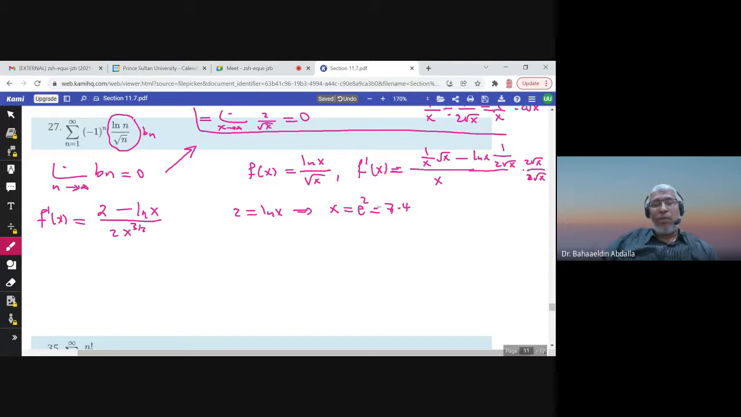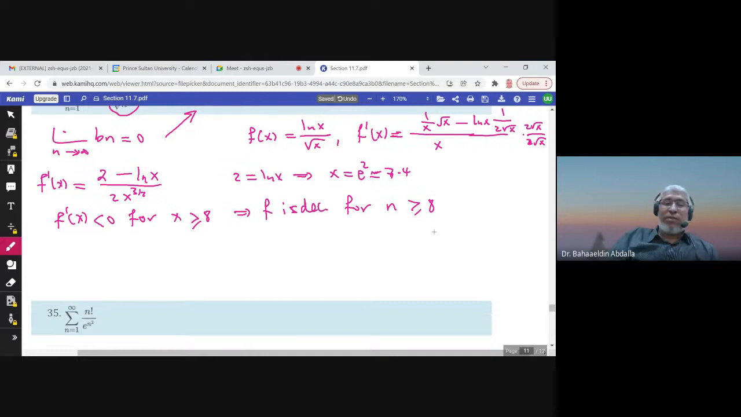Okay, so I can say that f prime of x is less than 0 for x greater than or equal to 8. If you put 8, 2 minus ln 8 would be negative. So f is decreasing for n greater than or equal to 8.